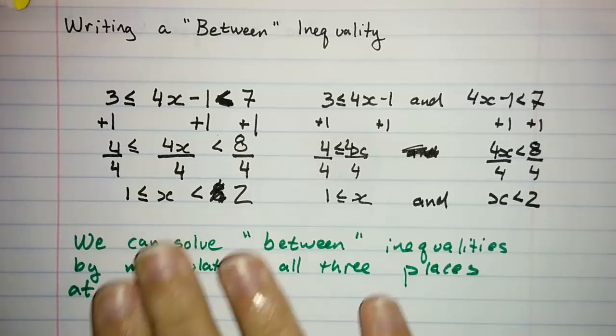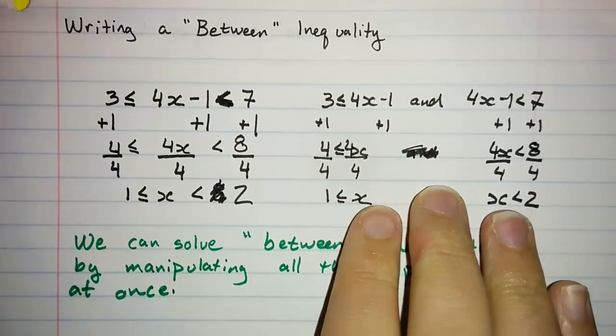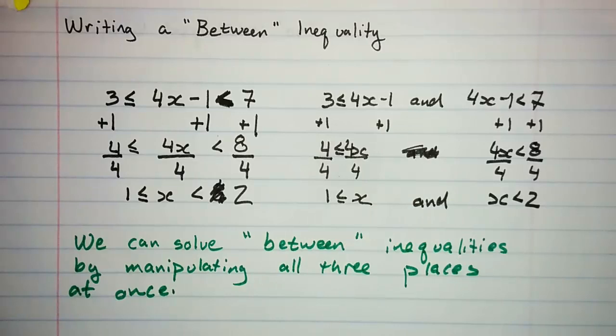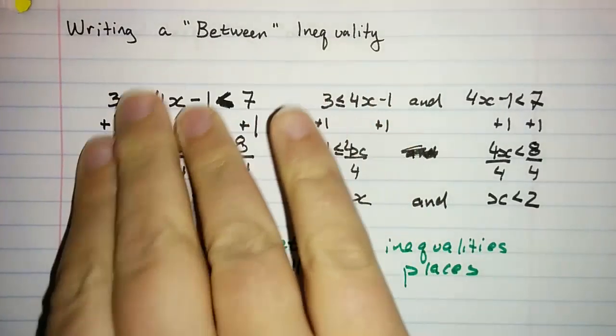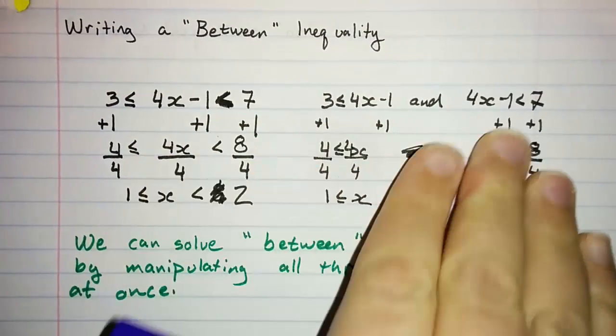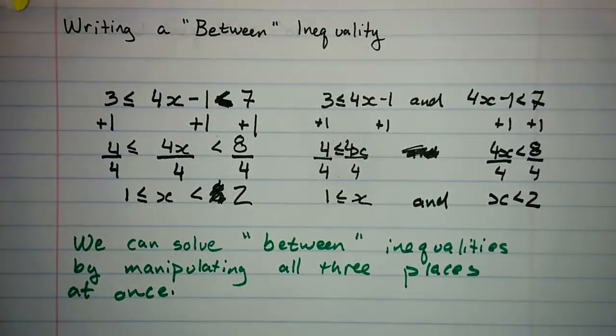Now, we don't have to do this. We can always split this up and write it as 2 separate inequalities. If you find that you get lost in this process, just use this process instead.